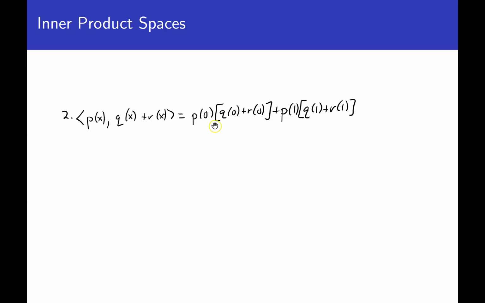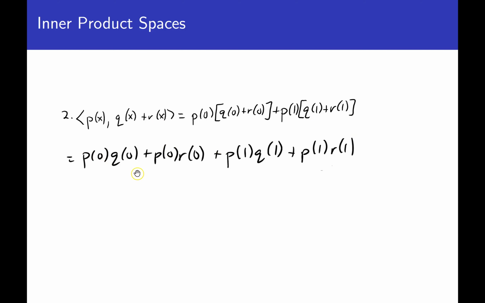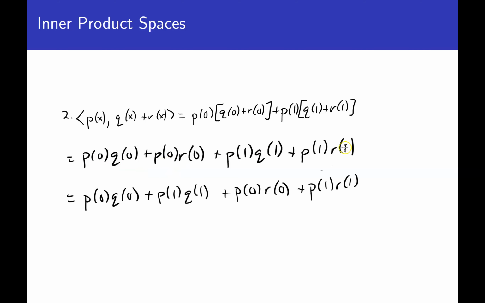So we have p of 0 times the quantity q of 0 plus r of 0, and similarly for when we plug in 1. Now distribute the numbers, and then regroup where you have p's and q's together, and p's and r's together. Just rearrange. And then we notice that the first two terms really are the inner product for p and q, and the second two terms are the inner product for p and r. So it really does distribute over addition in this case.